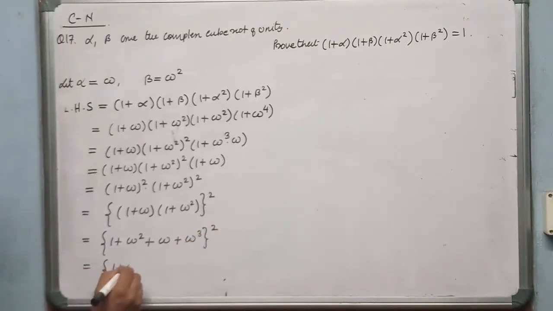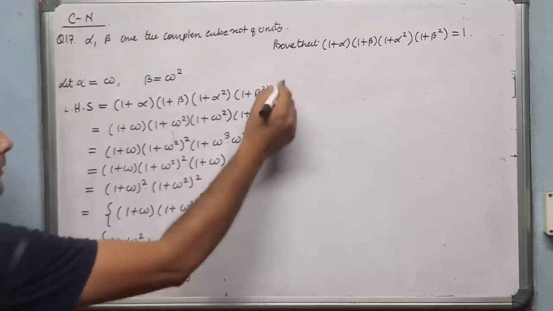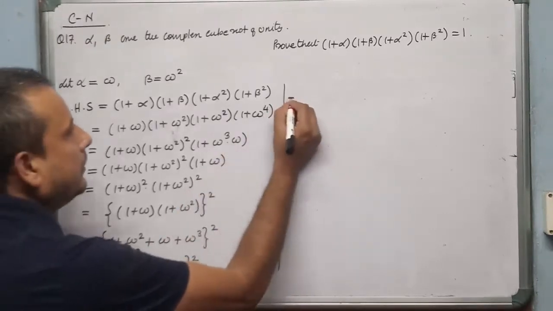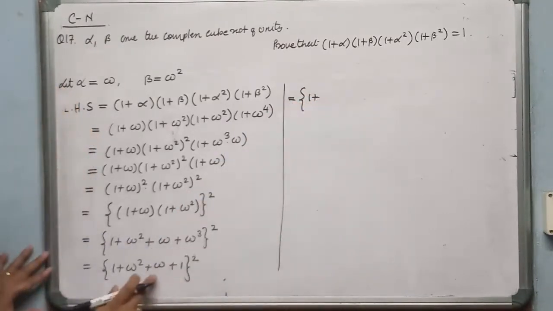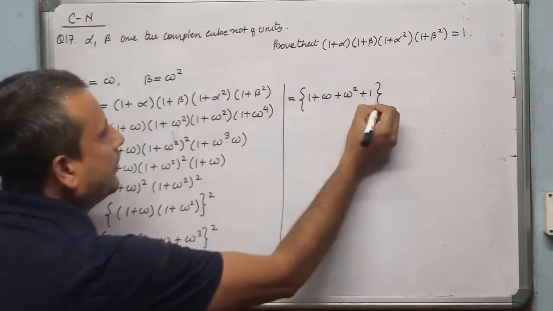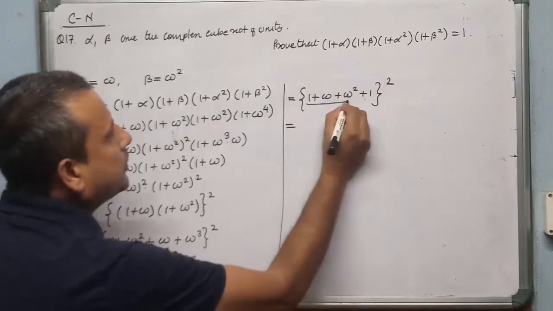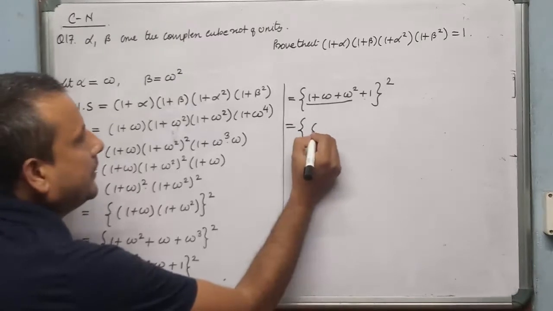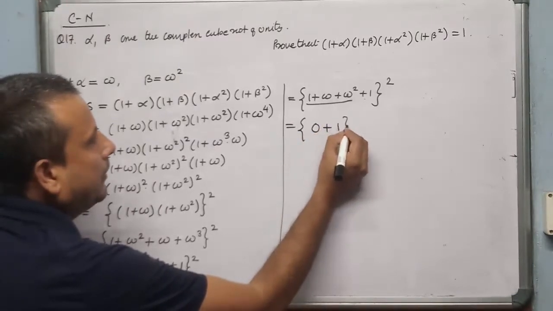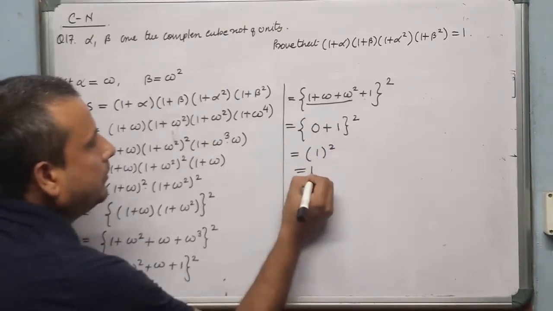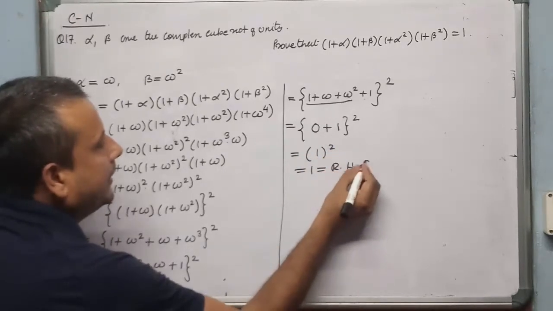1 plus omega square, then omega into 1 is omega, then omega square into omega is omega cubed, whole square. Now it is (1 plus omega square plus omega cube, which is 1) whole square. Now I'll write in order: (1 plus omega plus omega square plus 1) whole square. The value of 1 plus omega plus omega square is 0, so it is (0 plus 1) whole square. It is 1 square, and 1 square is 1, which equals the right hand side.